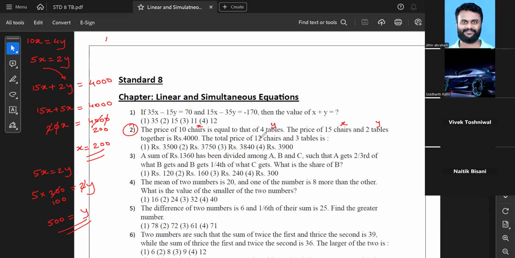Now what they are asking is 12 chairs, and they are asking for 12x plus 3y's value. Now we know that each x is 200 plus each y is 500. So this gives you 2400 plus 1500. That is 3900. Answer is option 4.